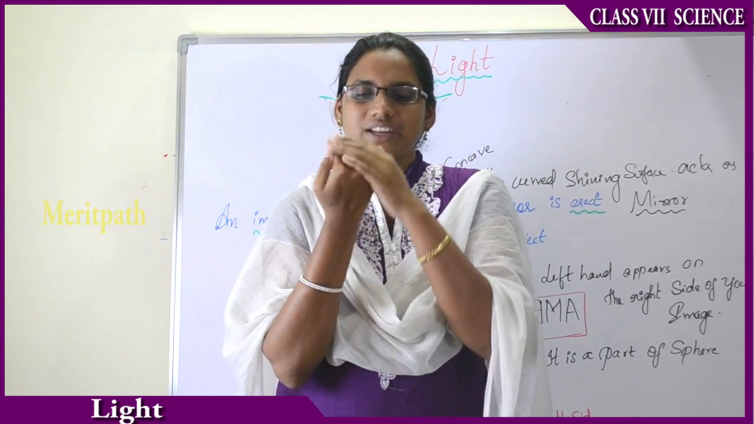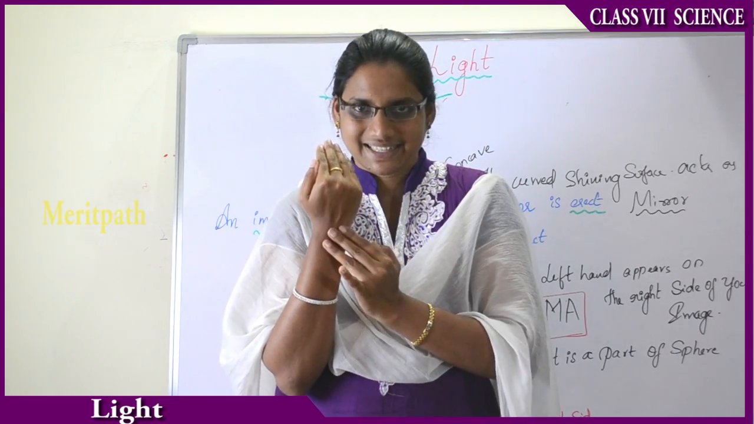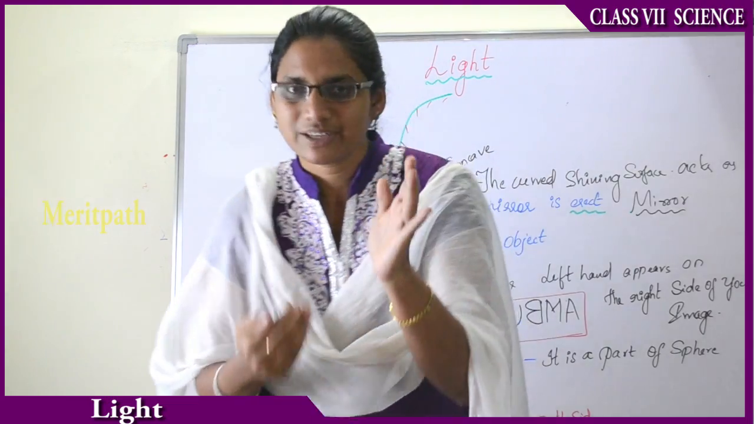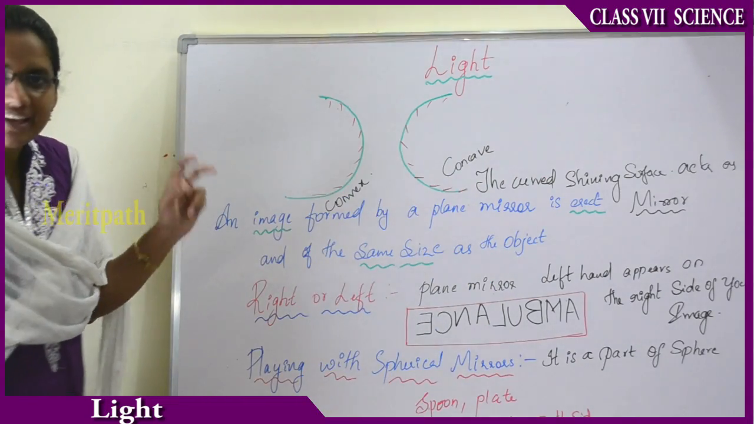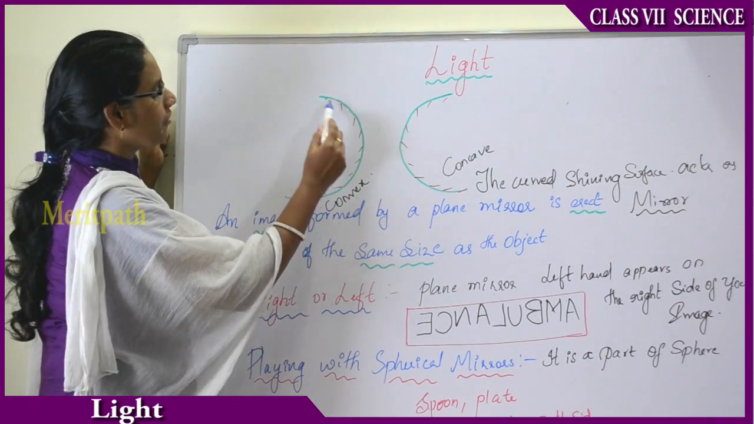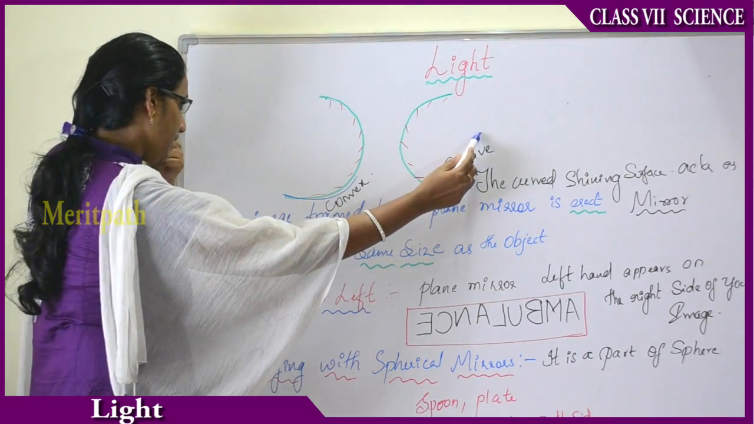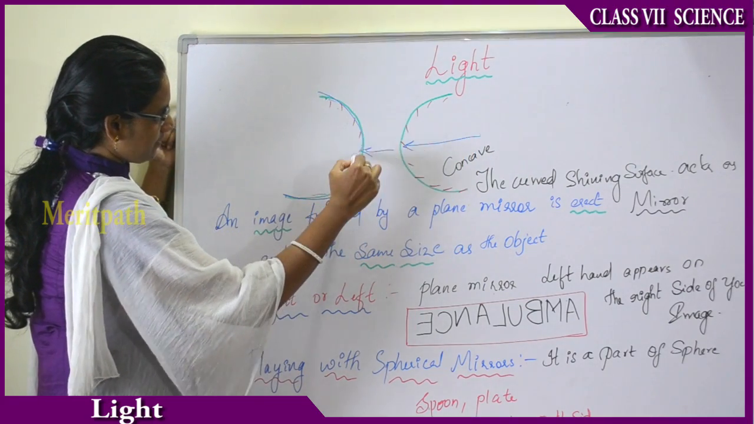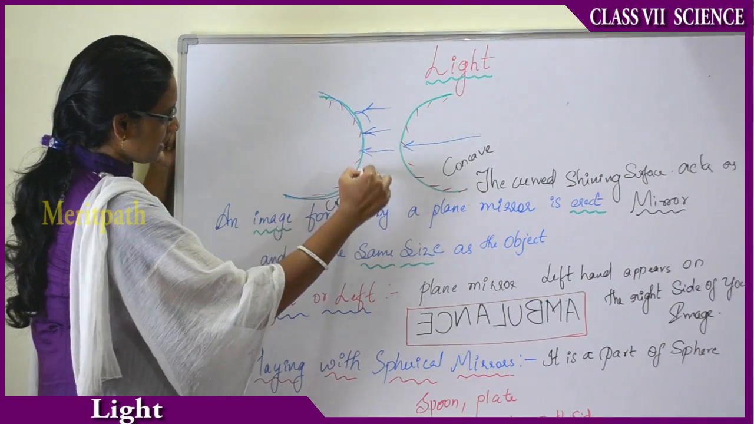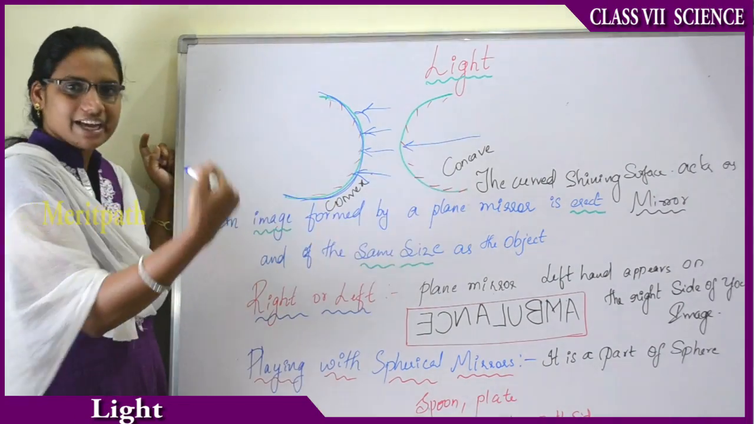If it is the outer surface of a spoon, it is known as a convex surface. I will show it in a figure. You will observe here that it is convex, because the beam of light is falling like this on the surface. So this is known as convex.